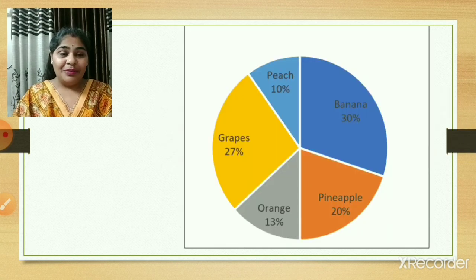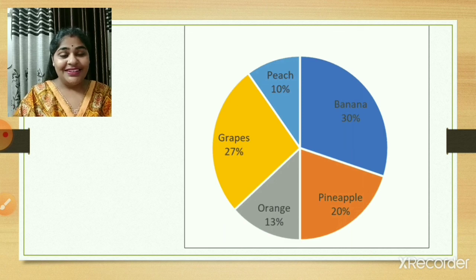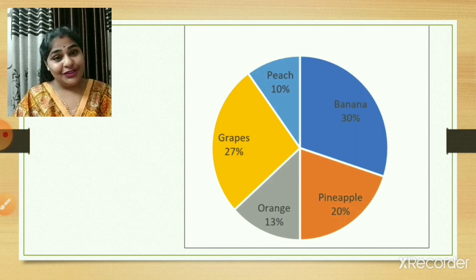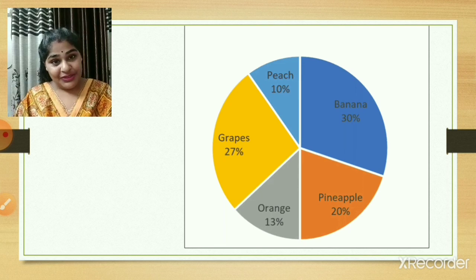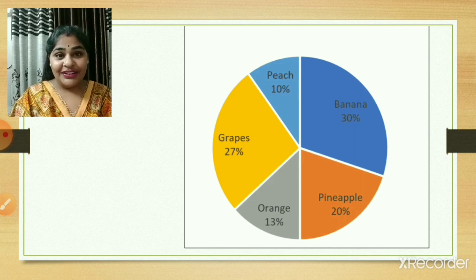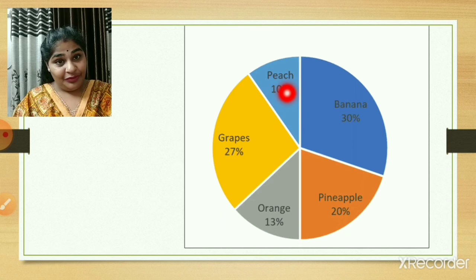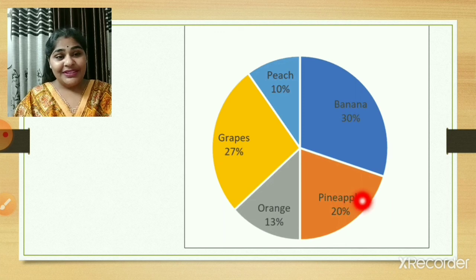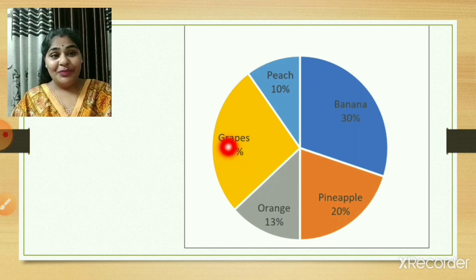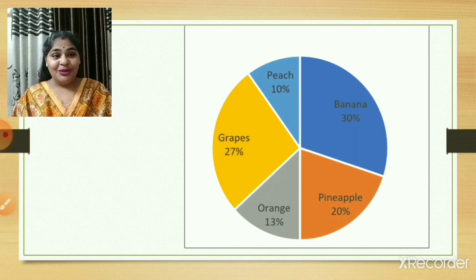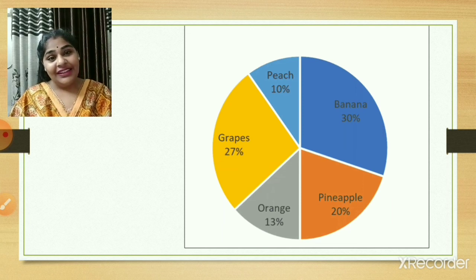So here is an example of a pie chart, children. A survey was done in a school, and children were asked which fruit they like. This was the data which was collected. Looking at the pie chart, you can tell that 10% of children love the fruit peach, 30% love banana, 20% love pineapple, 13% love orange, and 27% love grapes.